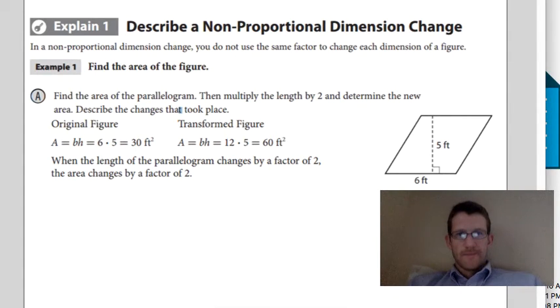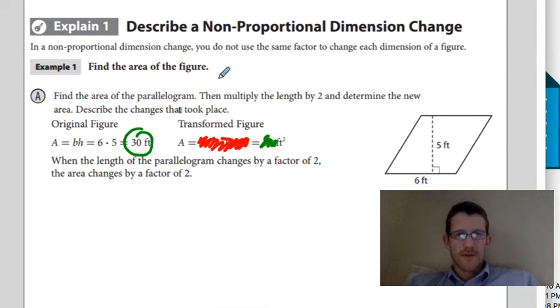Again, this is non-proportional dimensions. It asks us to find the area of the figure. You didn't see that. We'll figure it out later. The area of this figure is, again, just base times height. So in this case, 6 times 5 gives us 30. What I want you to start doing is when it asks for the transform figure, instead of plugging it into this formula that they have, I want us to just skip ahead to the end. That's the power of this ability, right?